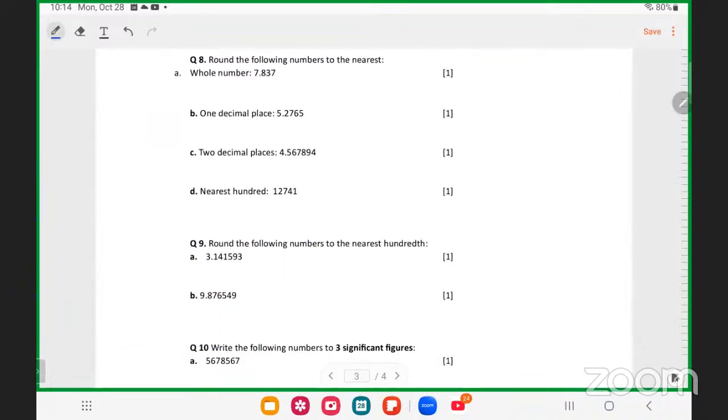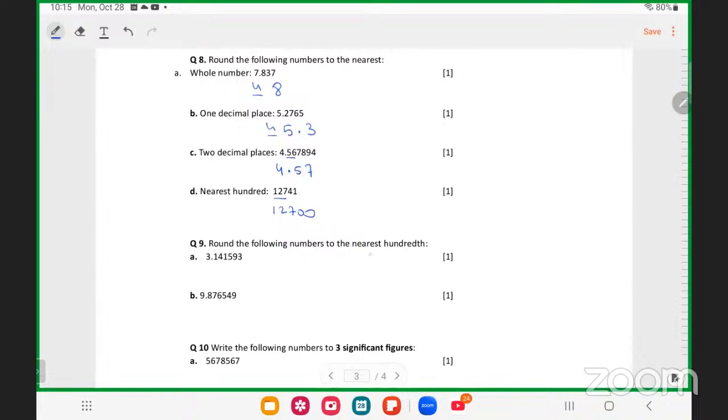Then round off the following numbers correct to the nearest whole number. So correct to nearest whole number will be 8. Correct to one decimal place will be 5.3. Correct to two decimal places is 4.57. Correct to nearest 100 is 12700.